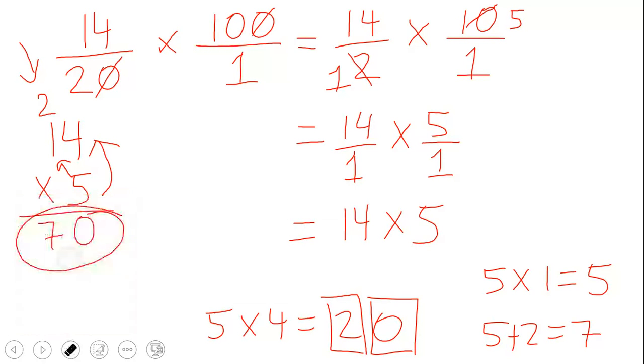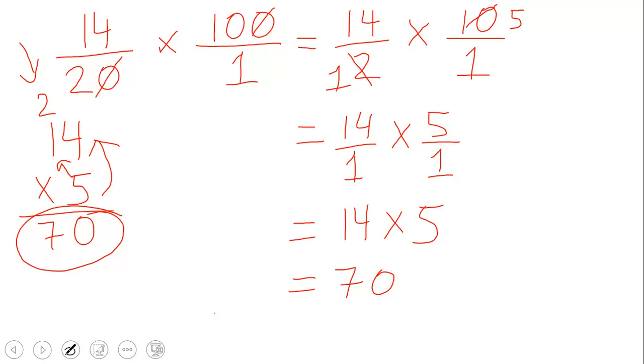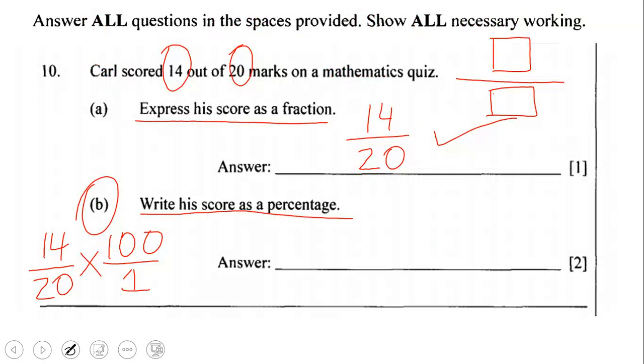Okay, so let's write that. So 14 times 5 is 70. So let's go back to this. Write his score as a percentage. His score as a percentage is 70%. Awesome.